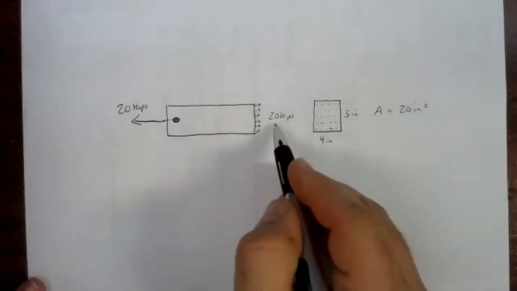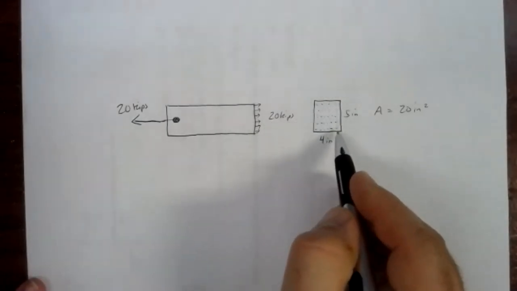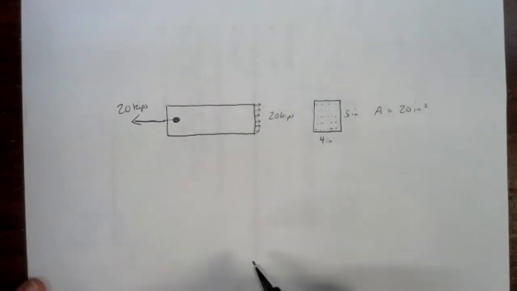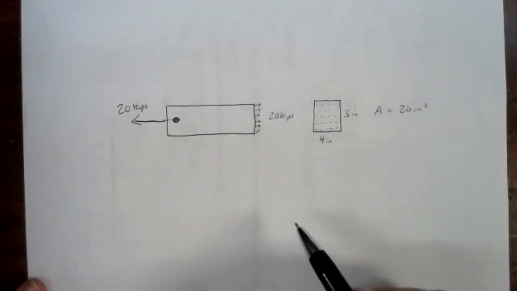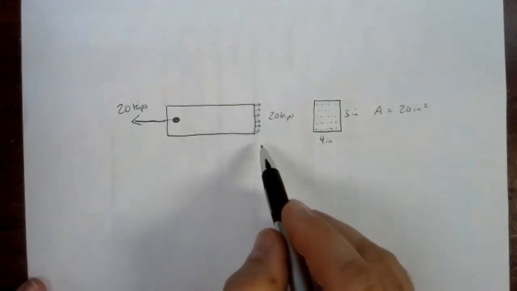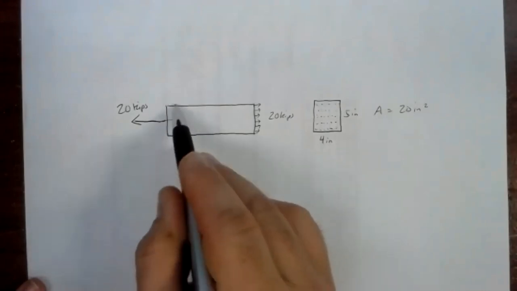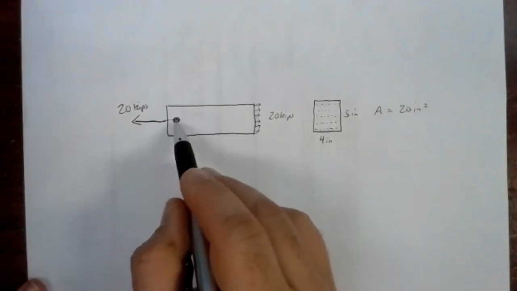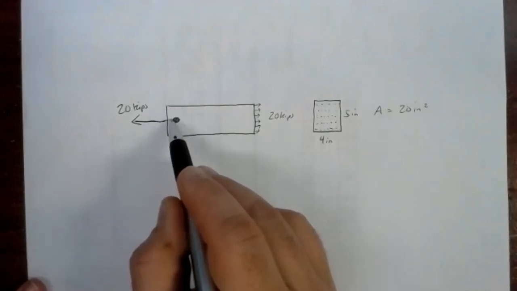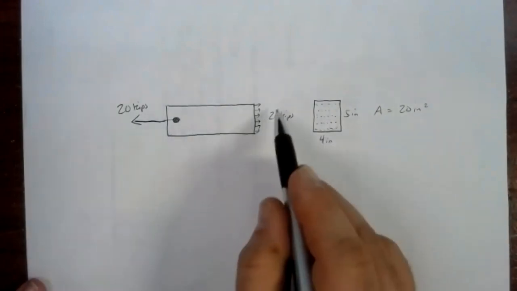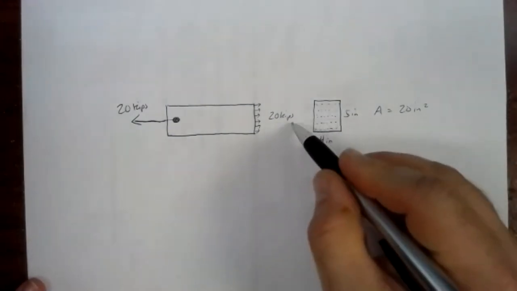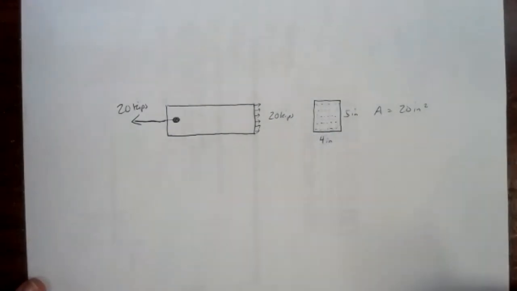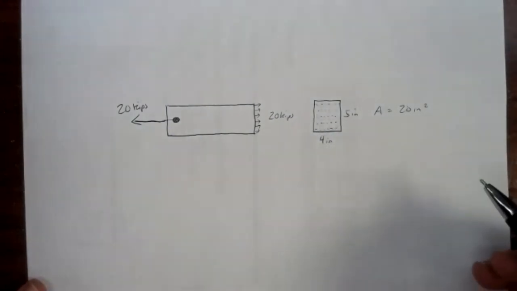Our 20 kips of force is spread out over that 20 square inches. In the middle of the beam, that's a pretty good assumption that the force is spread out uniformly. It's a terrible assumption down here where the force is hooking onto a pin and the stresses here can look really weird. Down here in the middle, it's nice and uniform. So we have 20 kips of force spread out over 20 square inches. We can form a ratio out of that.